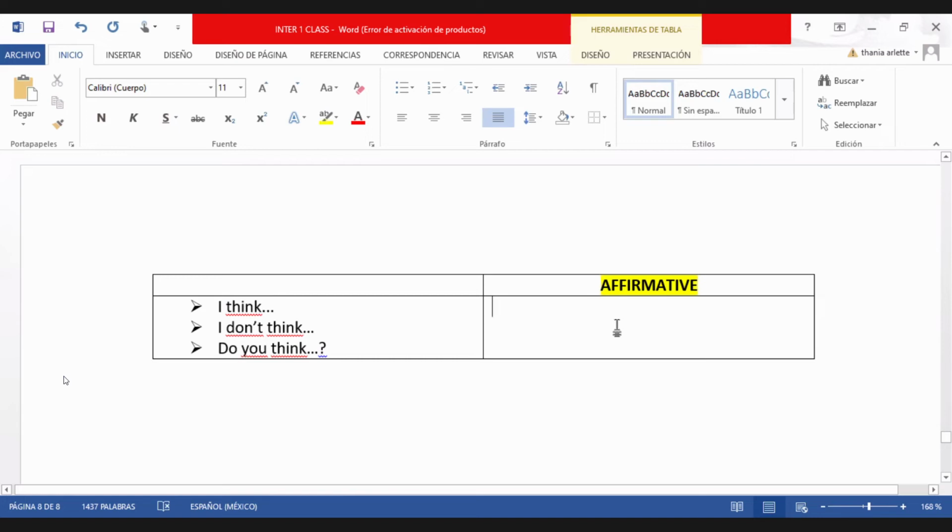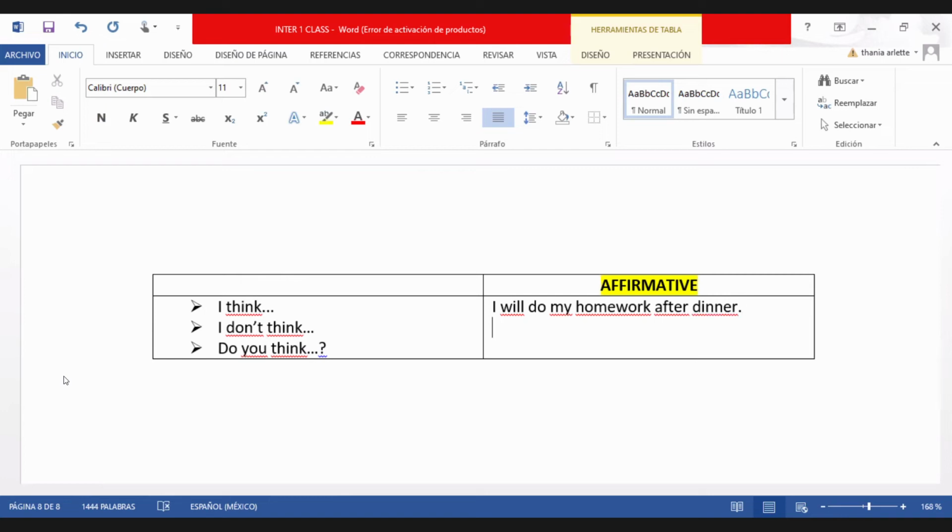How do you say voy a hacer mi tarea después de la cena usando will? You tell me. How do you say that? I will do my homework after dinner. Thank you. Yes, Andrea. I am using capital letters. I will do my homework after dinner. You see, that is affirmative.